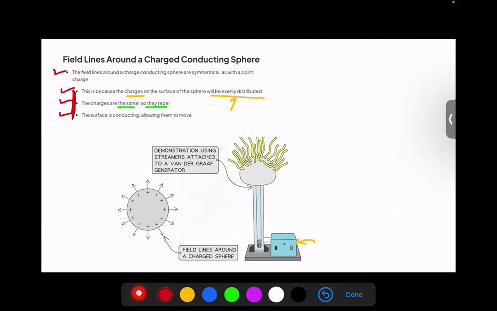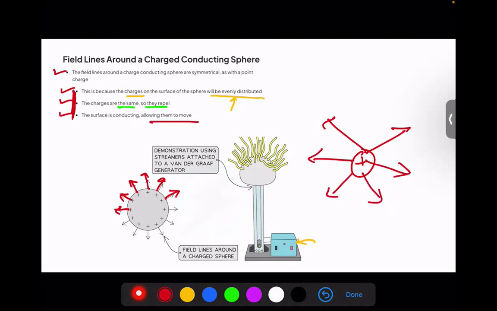First, second, third, fourth. These are the 4 points you have to know about field lines around a charged conducting sphere. Because the charges are evenly distributed, if you can see these lines here, the charges will move and be evenly distributed, so the lines will point only in straight directions like this. Even with a positive point charge, they go like this. Exactly like that, if it's a conducting sphere, it will be exactly the same. The lines will point away from positive. You just have to know that all the charges will be evenly distributed.